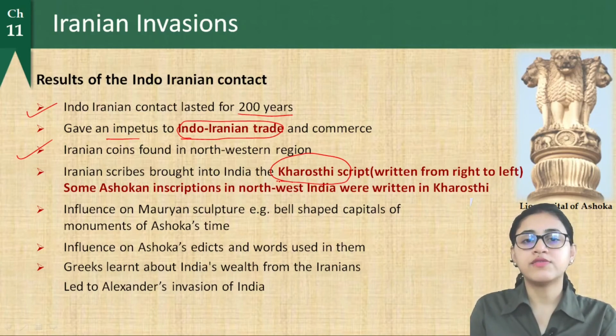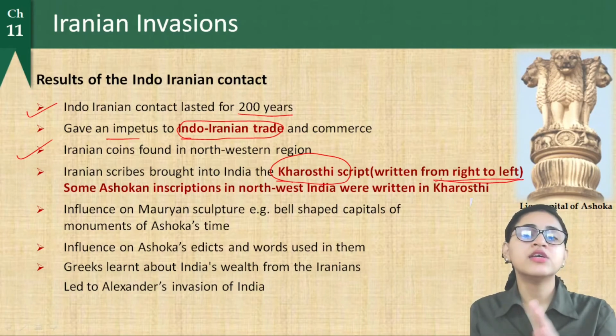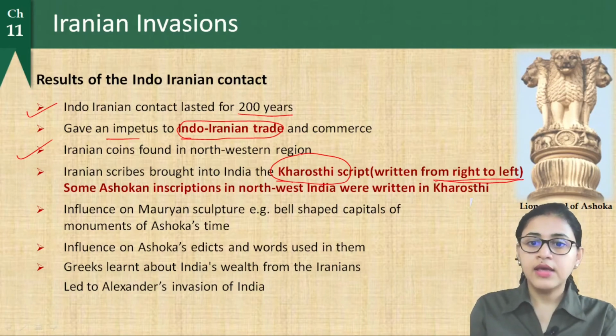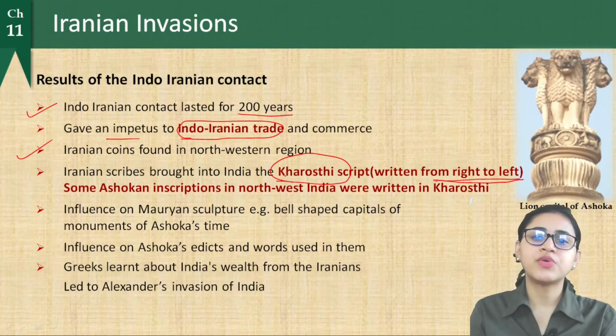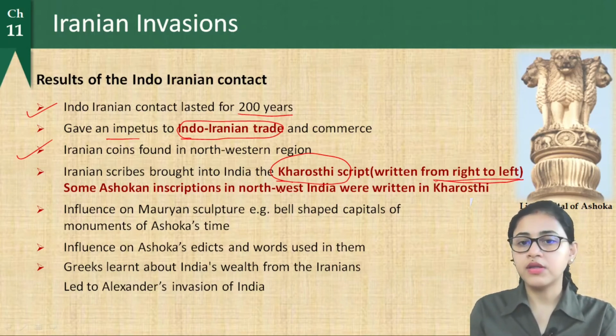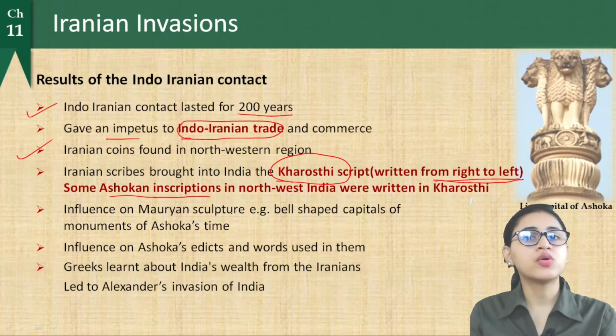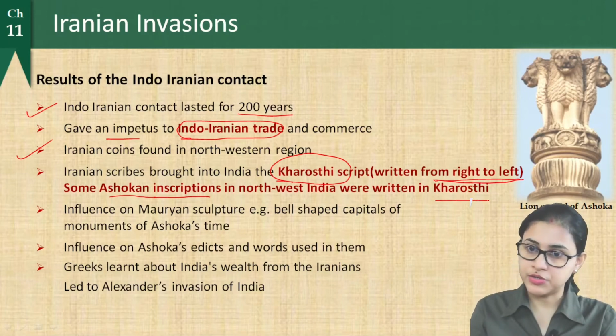Kharoshti script, we have talked about this earlier. Kharoshti script is written from right to left, just like Arabic. The use of Kharoshti script was not just during the Iranian period in India, but it continued to be used in the later period. If we talk of the Mauryan period, Kharoshti script was used even then. For example, some of the Ashokan inscriptions, Ashoka, the Mauryan ruler, that were found in the northwestern part of India were written in Kharoshti.